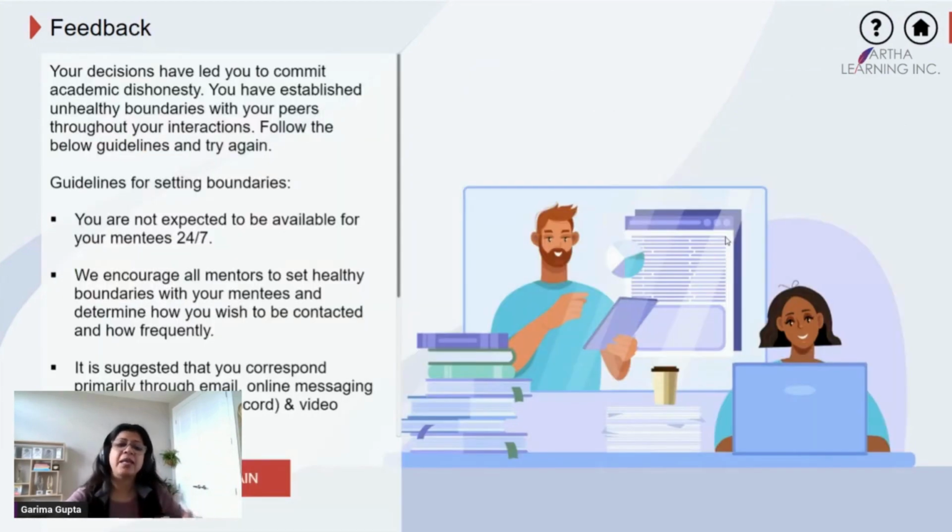And then we give cumulative feedback at the end. And I love how this says your decisions have led you to commit academic dishonesty, right? You have established unhealthy boundaries throughout your interactions. And those are interactions that were part of our branching exercise. And then follow the below guidelines and try again, right? So this really drives home the fact that you made those decisions. That's why the branching scenario took you wherever it took you to.